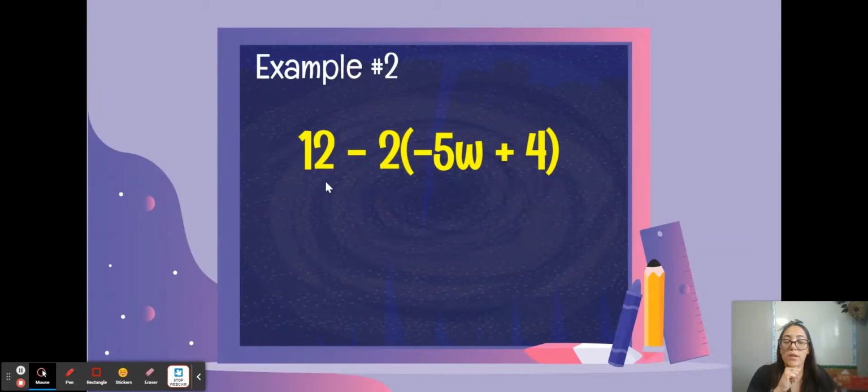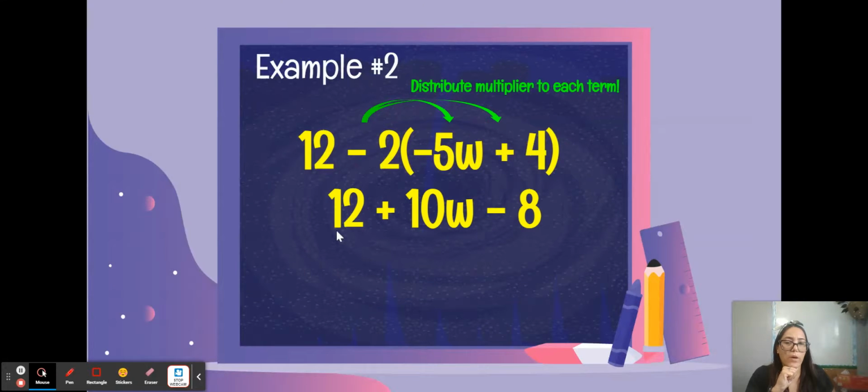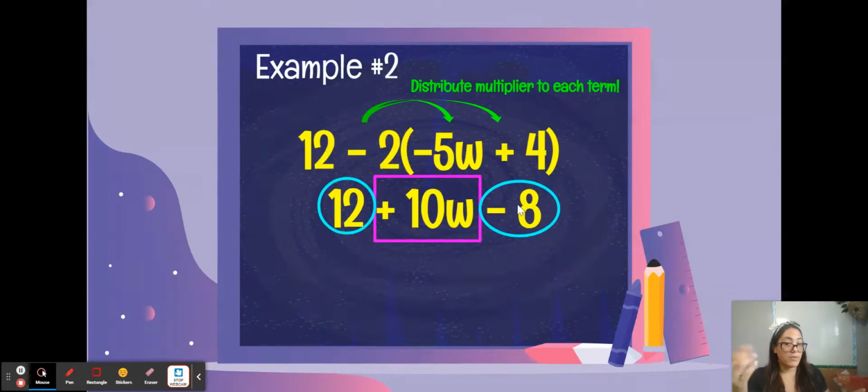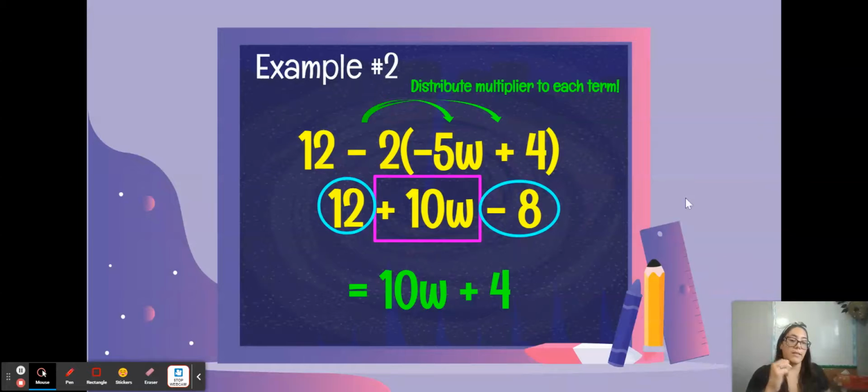And here we go. Again, step one, I'm going to go ahead and distribute that -2. Be careful with that sign. Carry the sign throughout. So I have 12 and 10W and -8. Again, acknowledging any like terms I have. I see my constants here in blue, my variable term in pink. 12 minus 8 is 4.